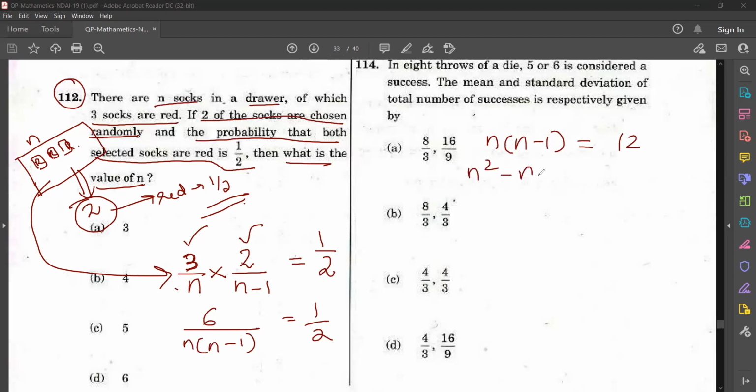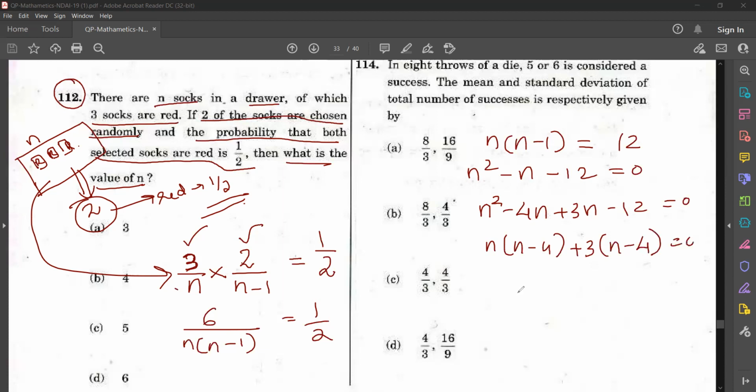n square minus n minus 12 equal to 0. So that is n square. On multiplying, you have to get 12. Do the middle term splitting. On subtracting, you have to get minus 1. So that is minus 4n plus 3n minus 12 equal to 0. So take n common. So this will be n minus 4 plus 3, this will be n minus 4 equal to 0. So n plus 3 into n minus 4 equal to 0.